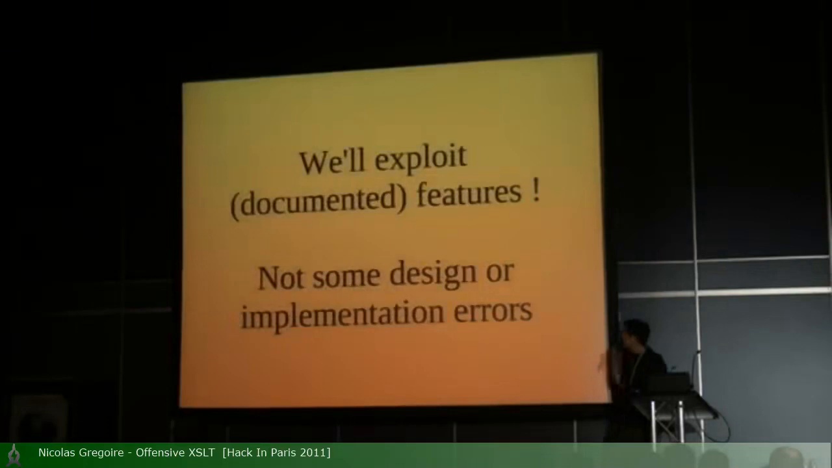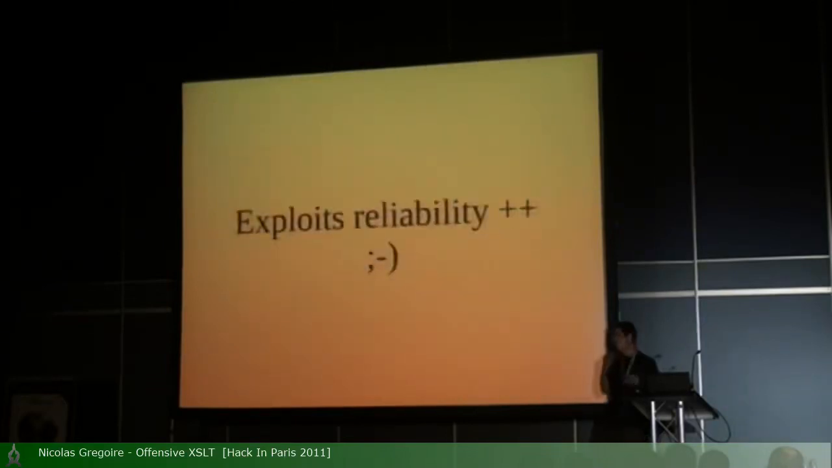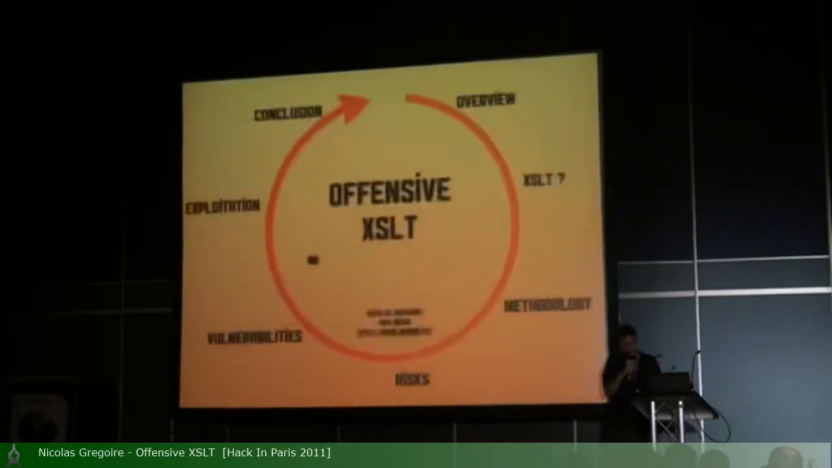An important point is that we will try to exploit features of the XSLT engines, and so we do not have problems like memory corruption. And given this point, we will have very reliable exploits, which is always a good thing. Java exploit, for example.